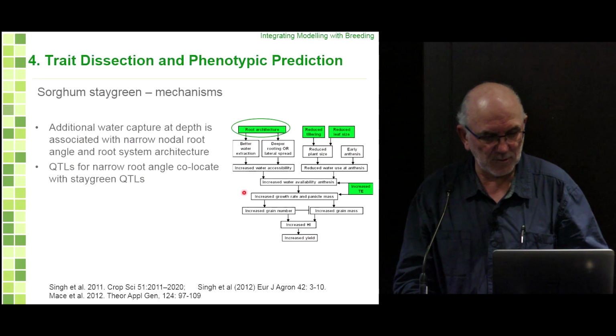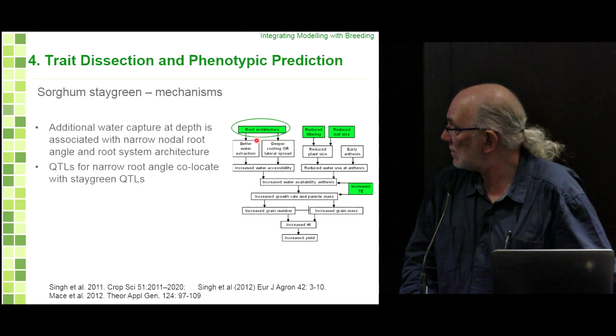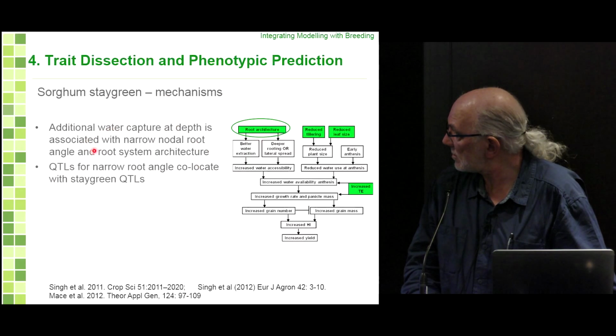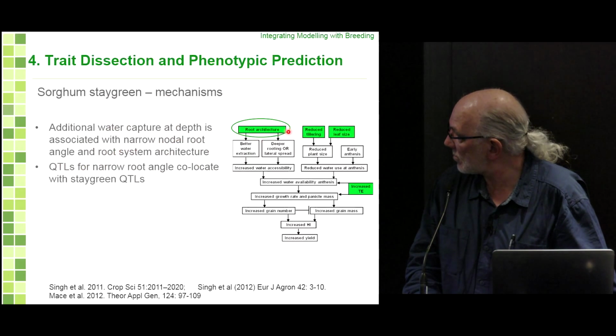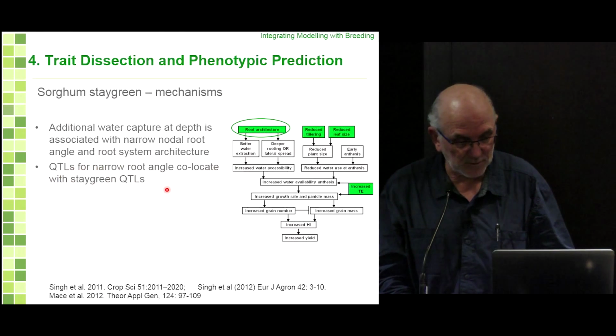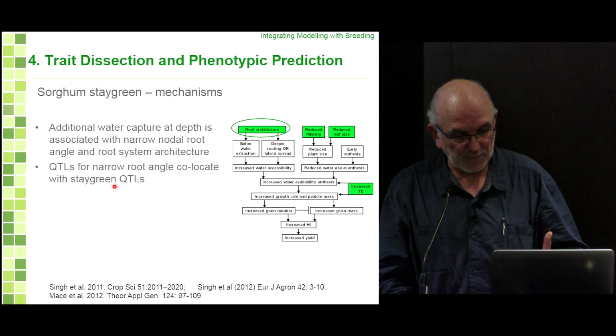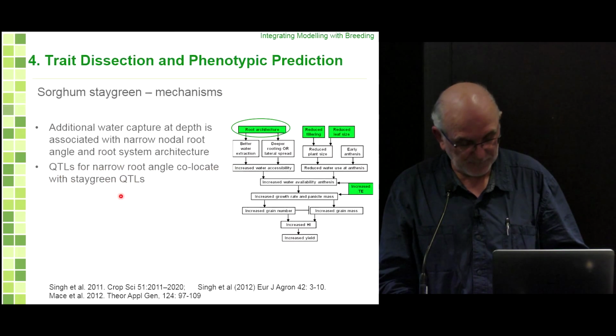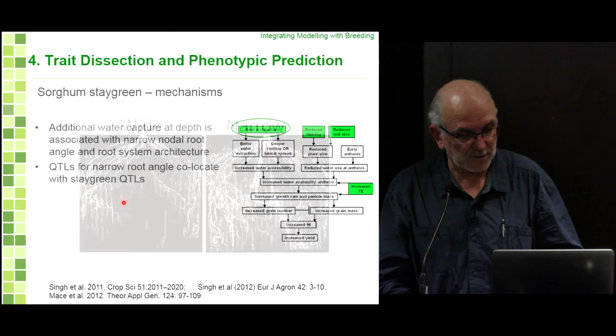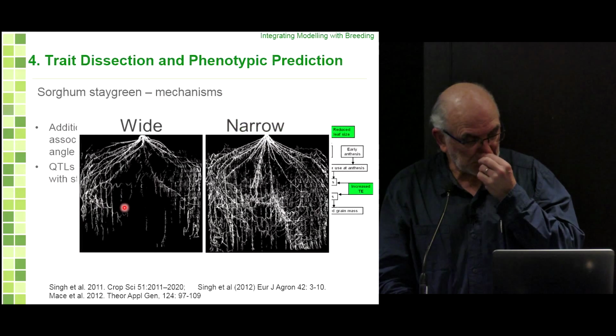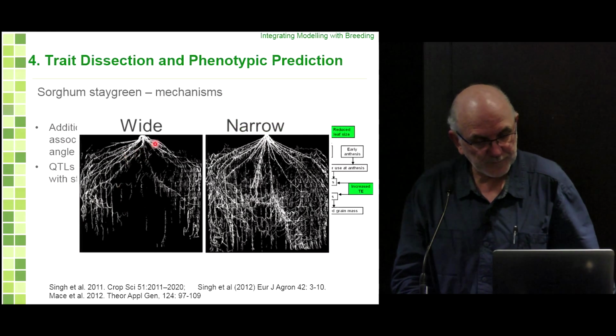Another one of these is to do with root architecture. So you can look at water capture at depth, and we did a number of studies on root systems and determined some of these QTLs associated with root angle in sorghum, and that also lined up with stay green QTL. So here's some of the pictures.